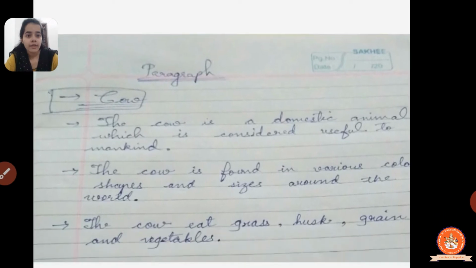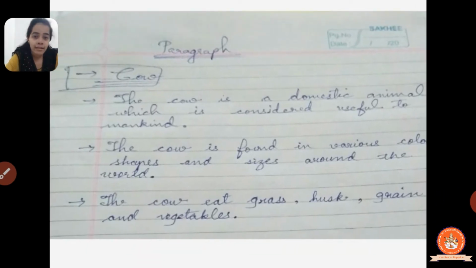I have written three lines about the cow, and I'll explain how we have to use pronouns. What are pronouns actually? The cow is a domestic animal which is considered useful to mankind. The cow is found in various colors, shapes, and sizes around the world. The cow eats grass, husk, grain, and vegetables.